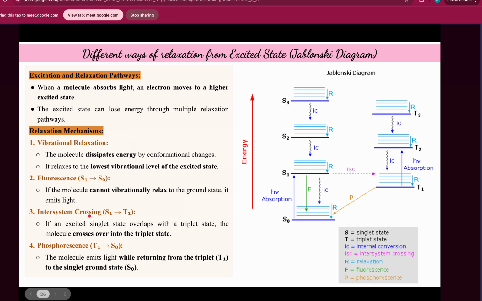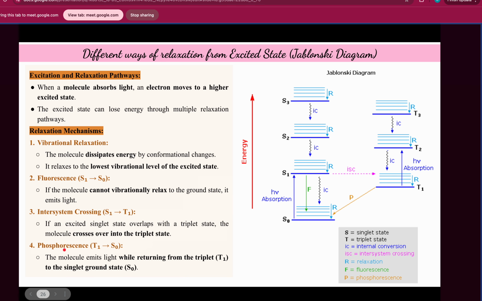Then comes intersystem crossing. Intersystem crossing means that it moves from one state to another, from the singlet state to the triplet state. This is known as a change in the systems. So singlet to triplet movement is interstate movement, which is known as intersystem crossing. If an excited singlet state overlaps with the triplet state, the molecule crosses over into the triplet state. This is known as intersystem crossing.